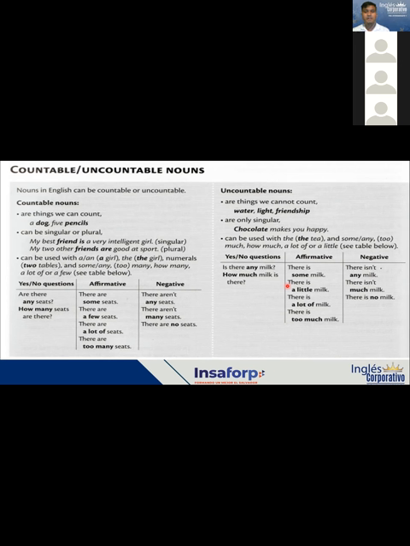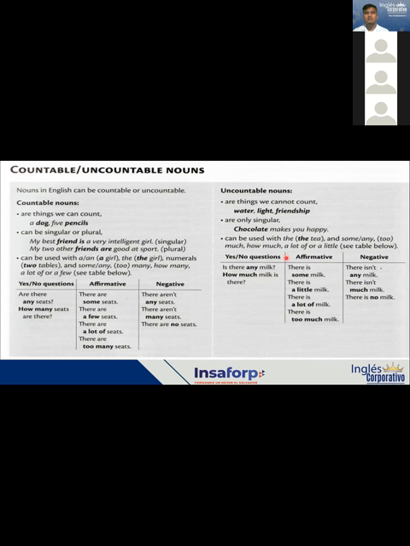So, moving on with that, it says that we can also use some quantifiers with uncountable nouns, such as some, a little, a lot of, which can be used in countable and uncountable, and too much. Okay, so let me see, Jenny, please, can you help me reading the yes or no questions? Yes, no question. Is there any milk? How much milk is there? Thank you very much.